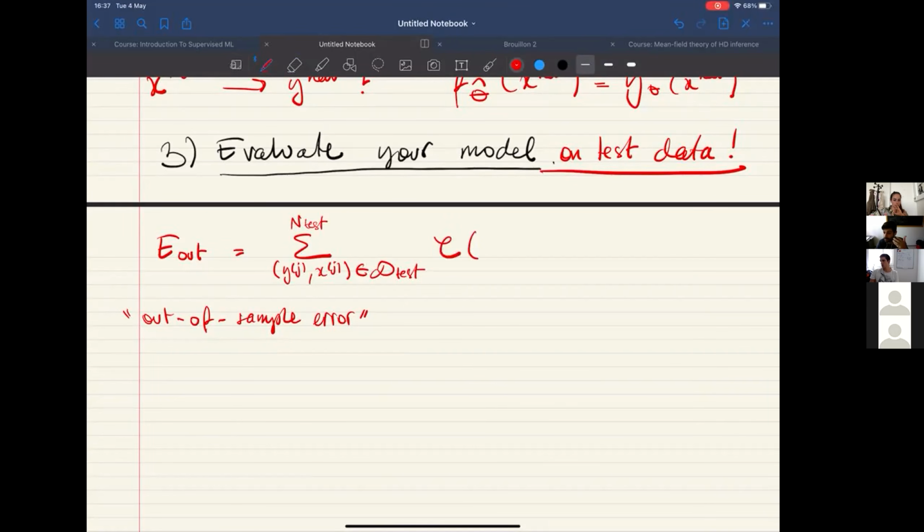And you can use the same cost, or you can use another cost if you prefer, but usually we use the same cost. So if you use a quadratic loss, a quadratic cost for the training procedure, you would typically use a quadratic cost here as well. Okay. And here I put what? I put my predictions from my trained model.